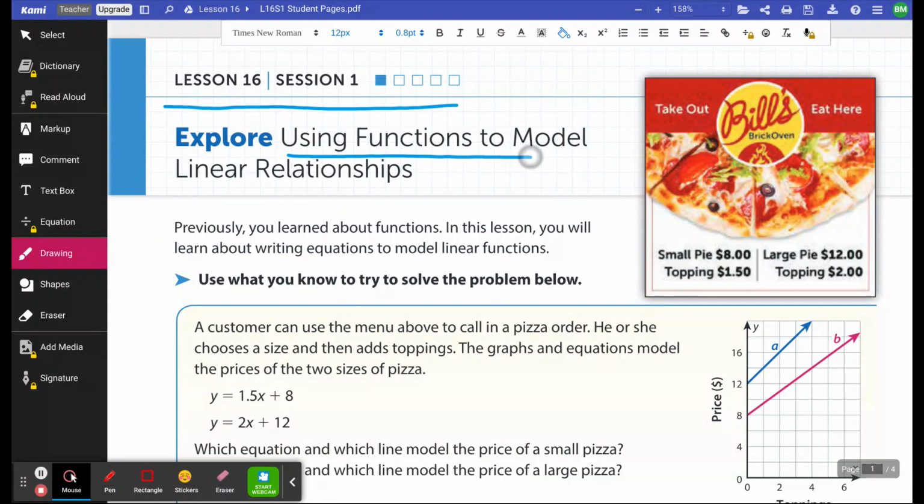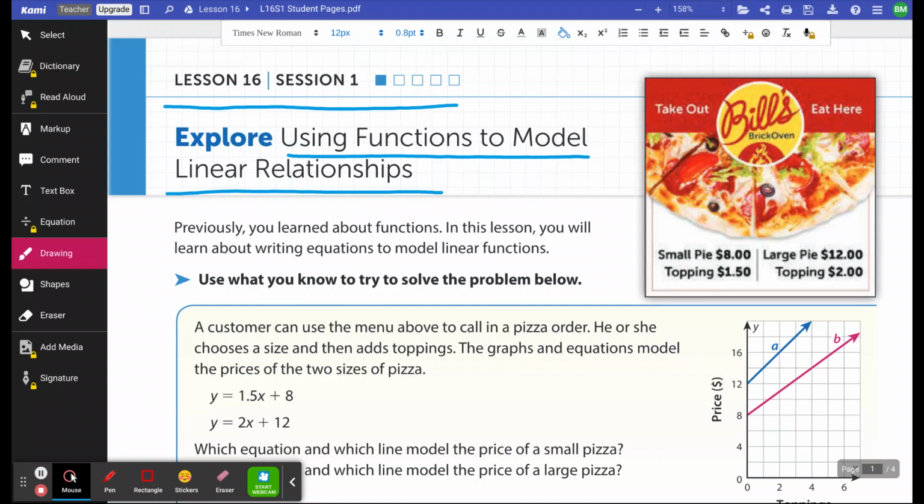We're going to use functions to model linear relationships. So we've already looked at what is a function and what a function doesn't look like. And we've also distinguished between linear and nonlinear functions. So now we're going to look at how do we use a graph or a table of values or an equation to model a real world situation that is a function. So we're going to use what we know to try to solve this problem about pizza.